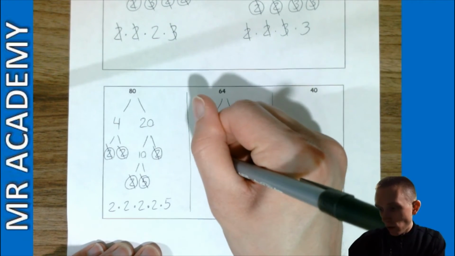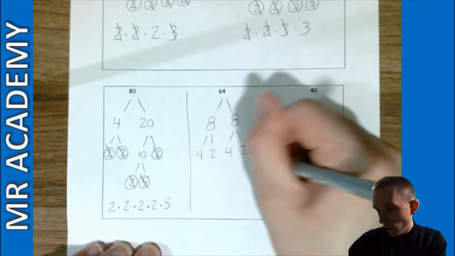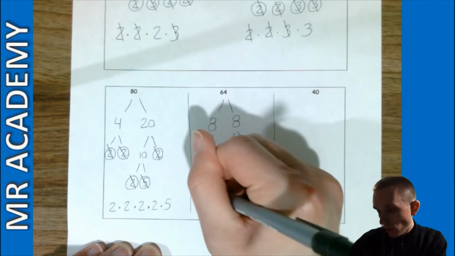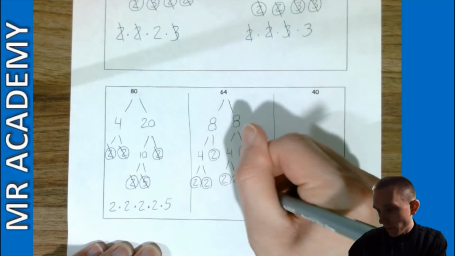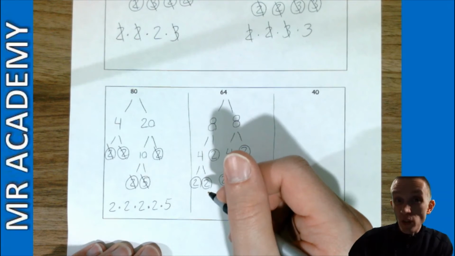And then I can go 4 and 2, 4 and 2. 2's done, 2's done. I can go 2, 2, and I can go 2 times 2 right there. And again, we'll circle all of those. So we got a lot of 2's in this one.